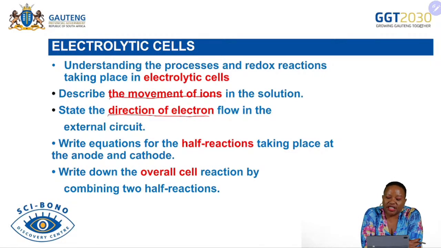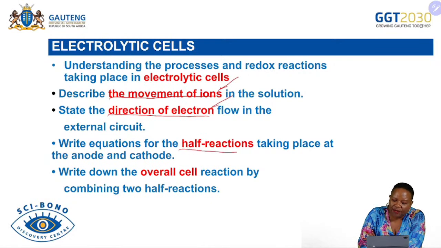Now, in the electrolytic cell, we are also going to look at the definitions, and we are also going to look at the movement of ions and electrons. Now, they say describe the movement of ions in the solution and state the direction of electrons. So whatever we did in a galvanic cell will definitely not change so much in an electrolytic cell, because all the processes that we did in a galvanic cell are still going to occur in an electrolytic cell, because we're going to talk about the movement of ions, the movement of electrons, their half reactions, and the overall cell reactions.